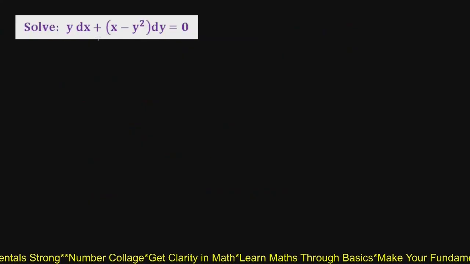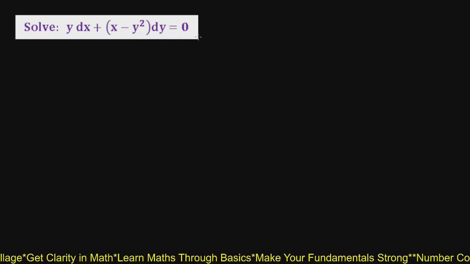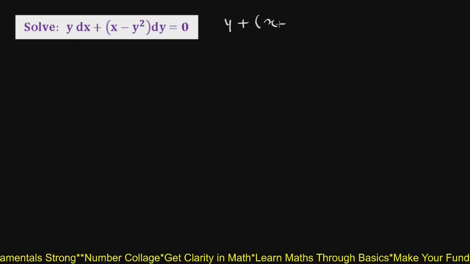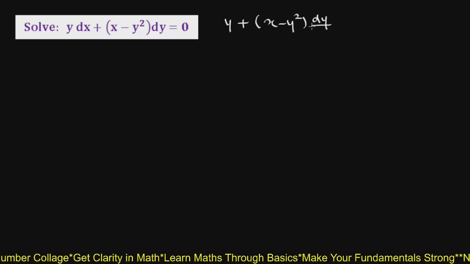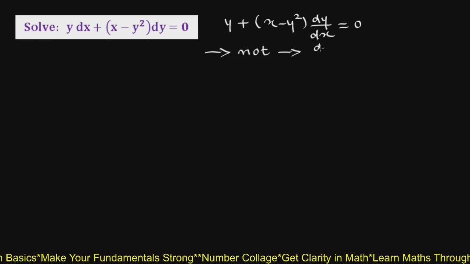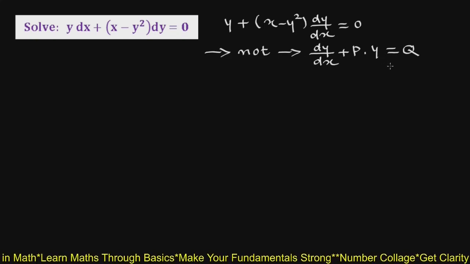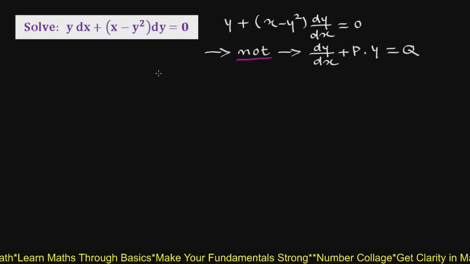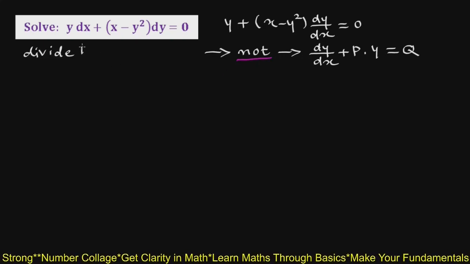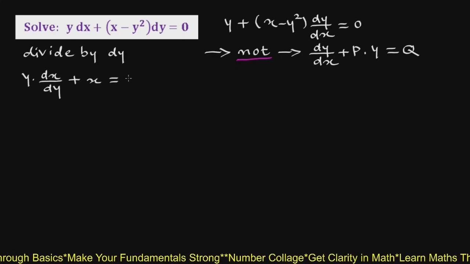Solve y dx plus x minus y square into dy equals 0. If we try to solve this by dividing throughout by dx, then it will be y plus x minus y square into dy by dx equals 0, which is not in the form dy by dx plus py equals q, which is the standard linear differential equation form. So we will try to write this in dx upon dy form. For that we will divide throughout by dy. So this will be y dx upon dy plus x equals y square.